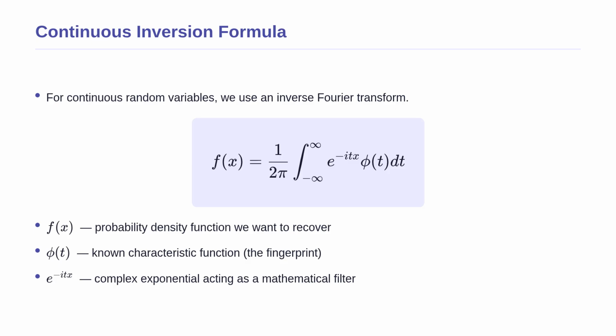Finally, the factor of 1 over 2 pi is a necessary scaling constant that ensures the total area under our recovered probability curve equals exactly 1. If the frequency variable t changes, the filter adjusts to capture different components of the distribution.